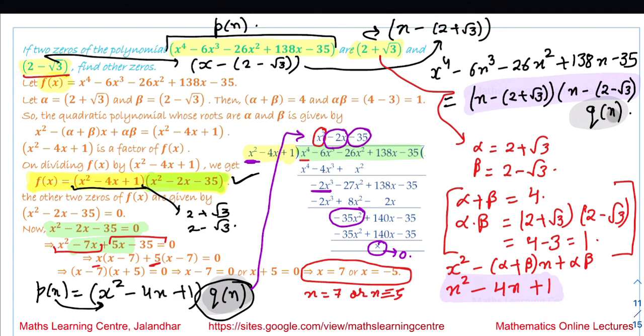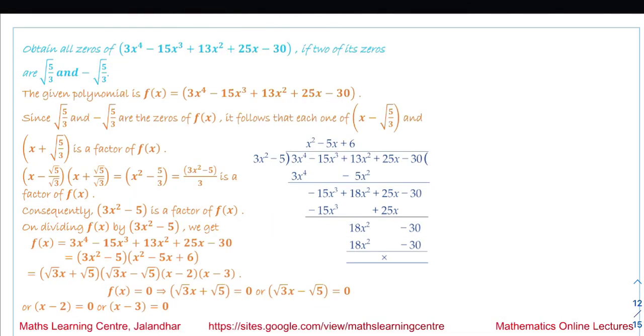So we are saying that the zeros of the given polynomial are 2 + √3, 2 - √3, and the other two roots, they are 7 and -5. Next is to obtain all zeros of this polynomial.